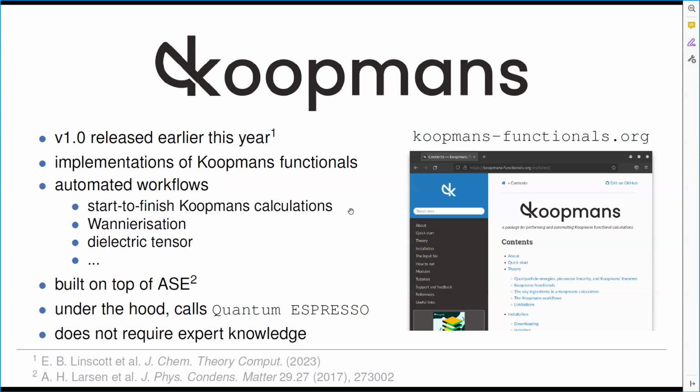This is built on top of the Atomic Simulation Environment as the engine for the workflow manager, but under the hood it calls Quantum ESPRESSO. So at the end of the day, it's just a very complicated and flexible Python script that can run all of these consecutive calculations. And so the key here is that it doesn't require expert knowledge.